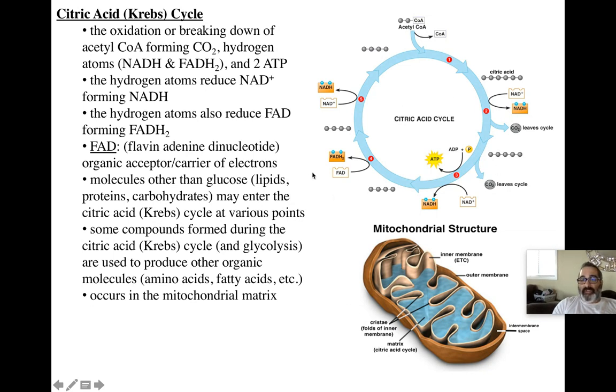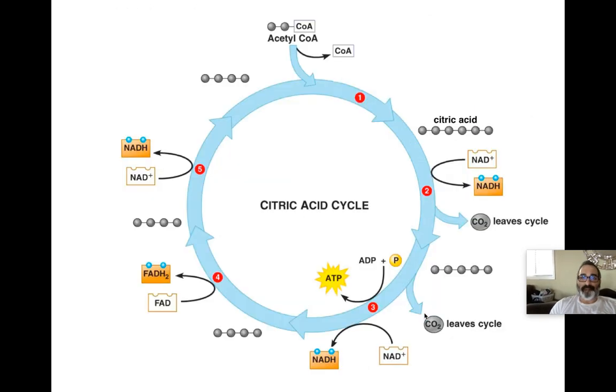Where does this take place, in case you're wondering? It takes place in this blue area called the matrix. It's the internal area of the mitochondria. There's the outer membrane, the inner membrane, and on the inside there's the matrix. That's where the citric acid cycle takes place. Now let's go over the citric acid cycle.